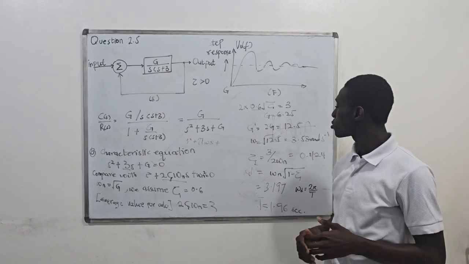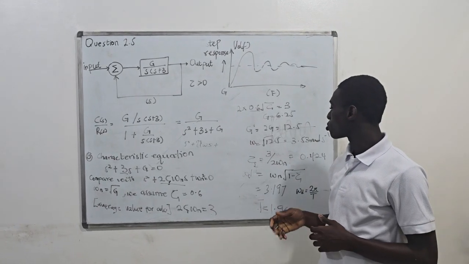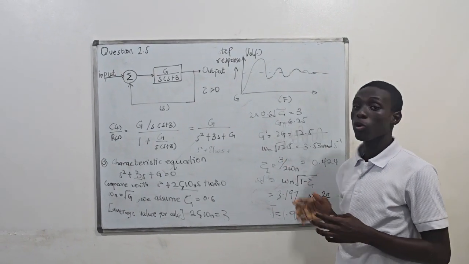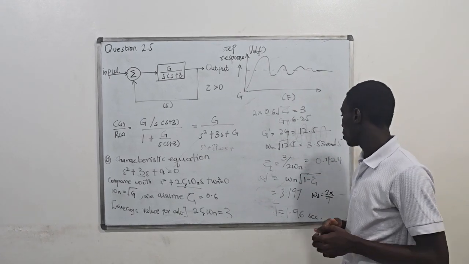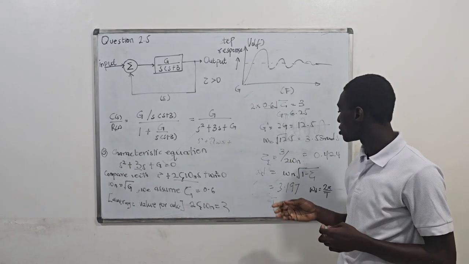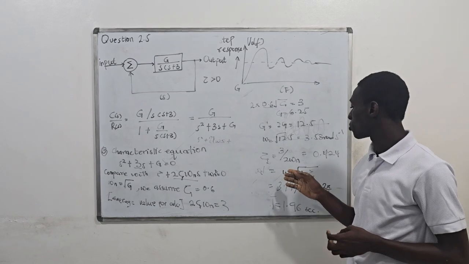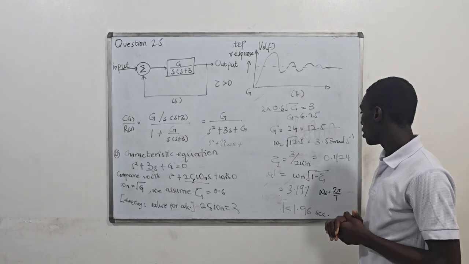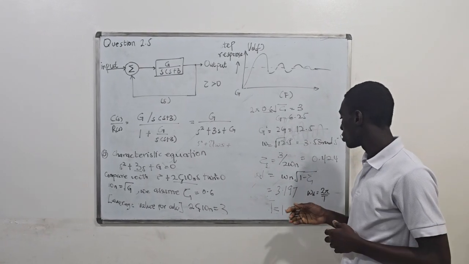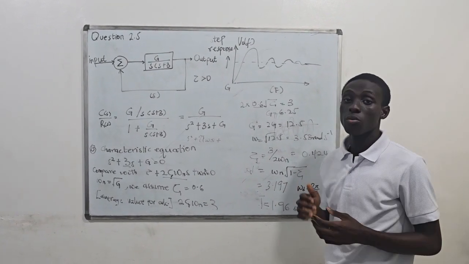Okay, so we'll be able to find zeta, which is equal to 3 over 2 omega n, and that's going to help us to find our damping frequency. So then the damping frequency equation is giving us the natural frequency, which is omega n, multiplied by the square root of 1 minus zeta squared. And so when you do the substitutions, you are going to get 3.197 rad per second.